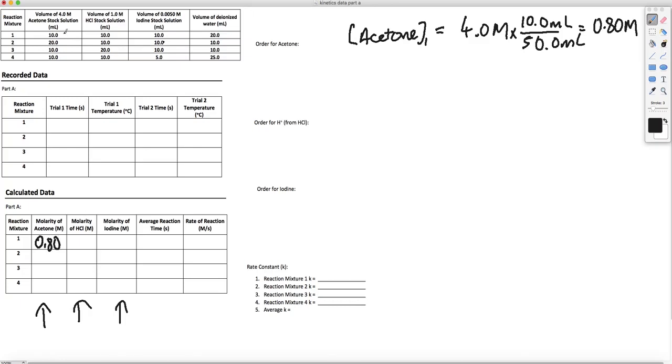And incidentally, when you look at these volumes here, you can see that's 10, and that's 10. So you know that those are all going to be the same. And since that's 20, you know that this one down here is going to be double. So that would be 1.6 molar down there. And I know that automatically. I don't have to do any math on that. Now I do the same thing over here for the molarity of HCl, and just follow the same pattern. It'd be 0.20, and the molarity of the iodine would be 0.0010.